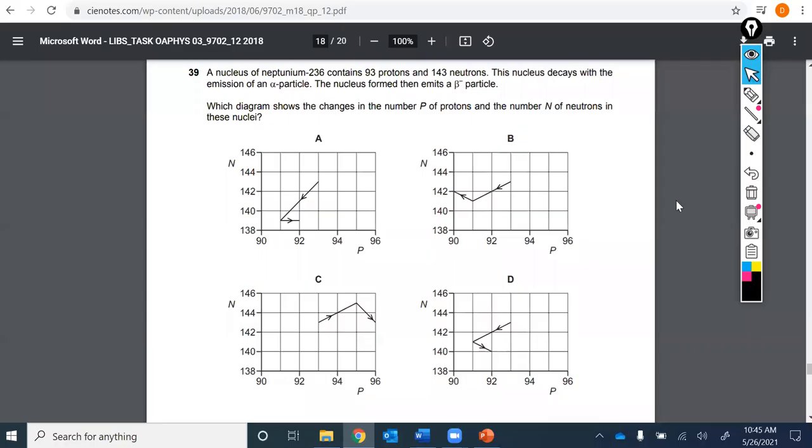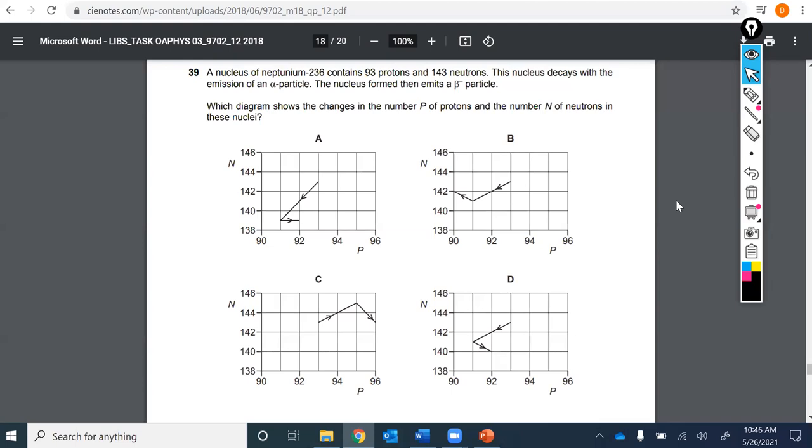Question 39 from the paper administered in February, March of 2018. Question paper 12 from ACE Physics Syllabus Code 9702 reads: a nucleus of neptunium-236 contains 93 protons and 143 neutrons. This nucleus decays with the emission of an alpha particle. The nucleus formed then emits a beta minus particle. Which diagram shows the changes in the number P of protons and the number N of neutrons in these nuclei?